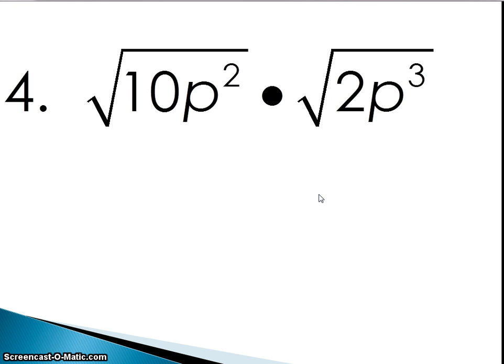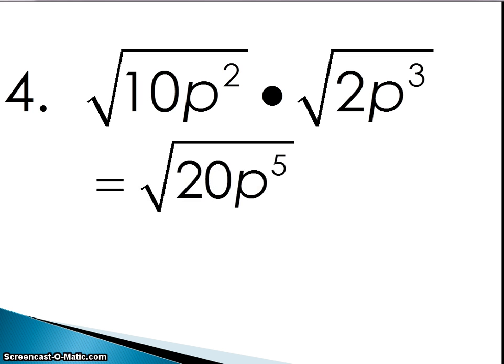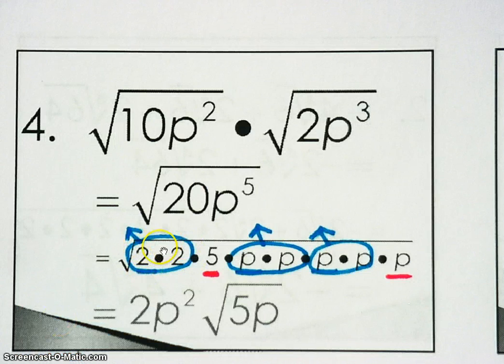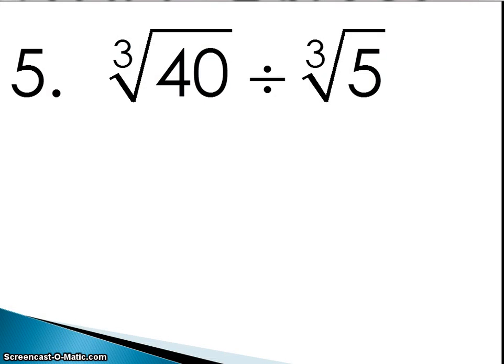Problem number 4, they both have a square root, so we're going to multiply those radicands together. Now do a prime factor and expand out your 20 and your p to the 5th and circle anything you have 2 of a kind. So since it's a square root, I have 2 2's, I have 2 sets of p. So when I bring this out, it becomes p squared, and these get left behind, so they stay under the radical.